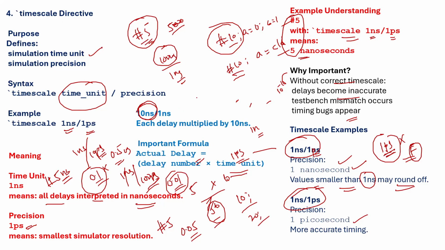If you are increasing the numerator, that means the timescale unit 10 nanoseconds, 100 nanoseconds, 1000 nanoseconds, then the delay will be multiplied with the delay time units. That means if you give hash 5, hash 10, hash 15 or hash 50, this 10 is multiplied with 5, this 10 is multiplied with 10, this 10 is multiplied with 50, or this 100 is multiplied with 5, with 10, with 50. Clear? Any doubt in this?